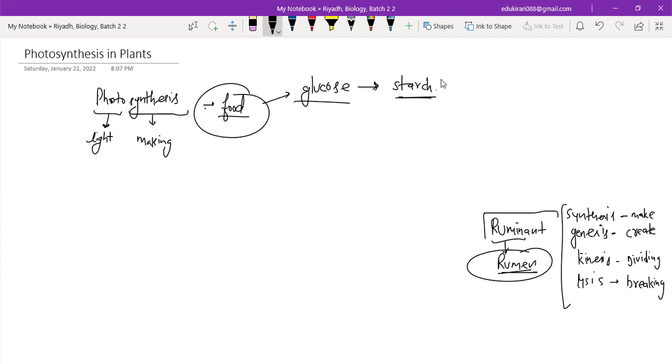The starch component of it is utilized by us, but basically both are carbohydrates. To digest starch we have amylase, and to digest cellulose, what should animals have? Cellulase, right? But in this chapter, the story is still the formation of glucose.